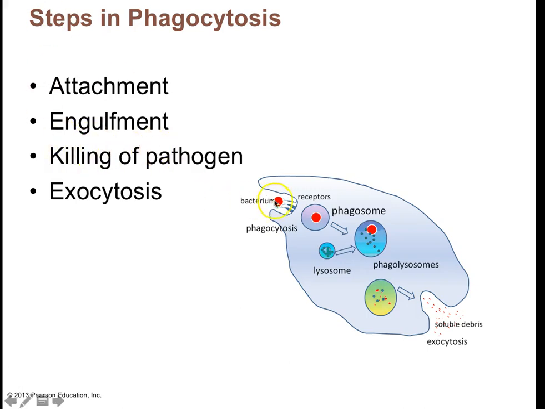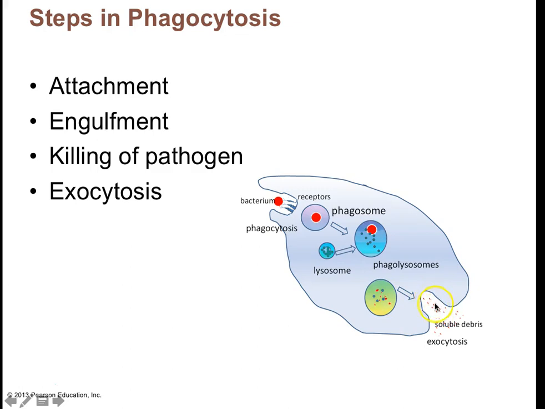Now, once you've internalized it, and right here you have a little vacuole with the pathogen in it, you want to kill it. And that's when the lysosome deposits all of its poisons in that vacuole and kills the little sucker. And then the last part is exocytosis. You break it down after you destroy it, recycle any parts you can, but any parts of the pathogen that you cannot recycle are going to then travel to the edge of the cell and be expelled.